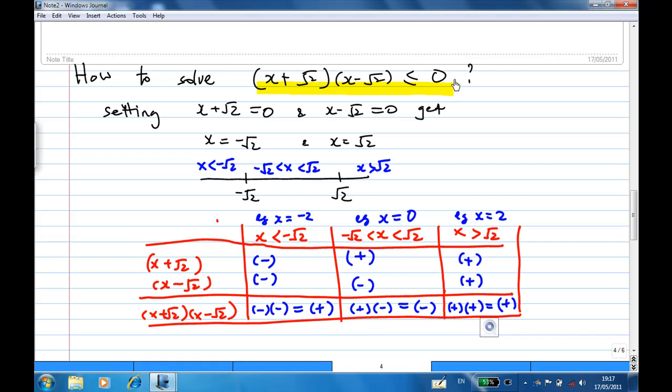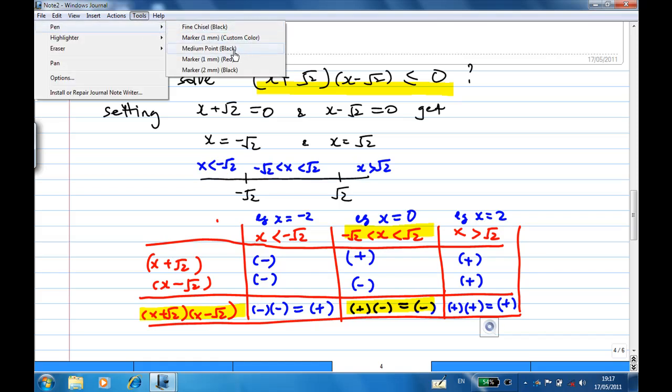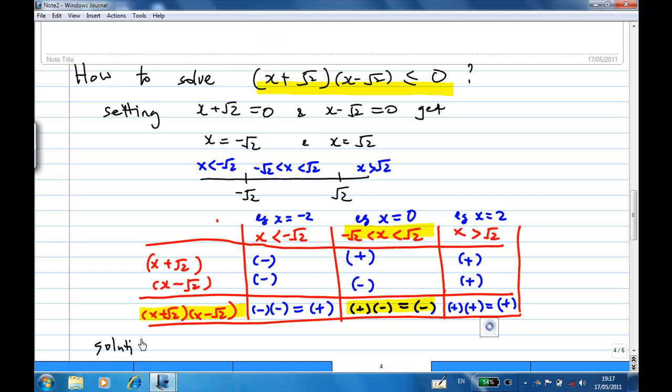We are solving the inequality (x plus square root 2)(x minus square root 2) is negative, so the answer is here. So the solution set for this inequality will be x less than square root 2 and greater than minus square root 2. Now because we have equality here, you can also include the endpoints. It works there. So in interval notation it will be from minus square root 2 to square root 2.